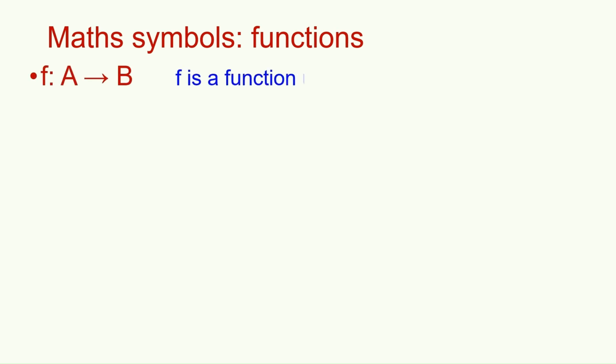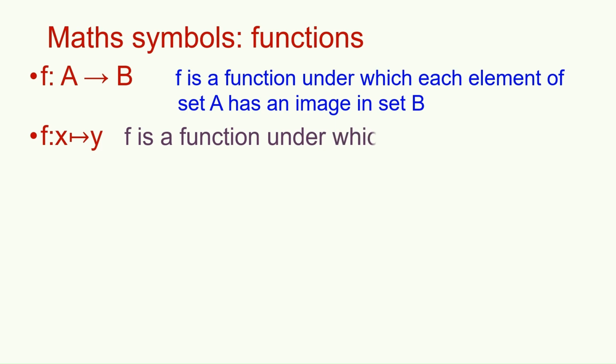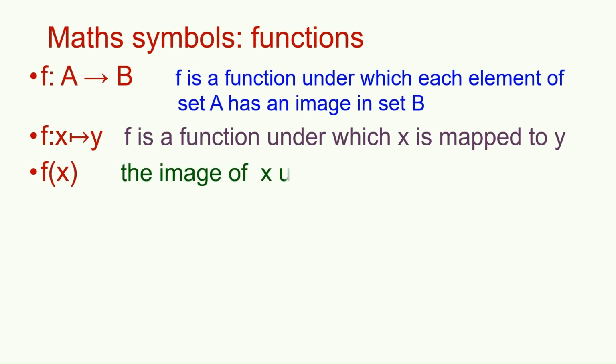Math symbols used in various mathematical functions. F from A to B: f is a function under which each element of set A has an image in set B. F maps x to y: f is a function under which x is mapped to y. F of x in brackets: the image of x under the function f.